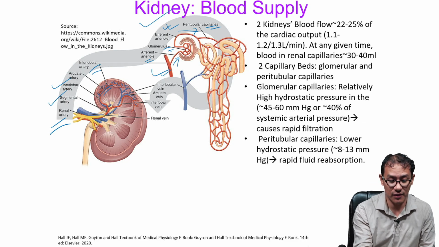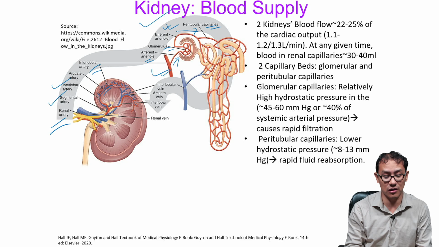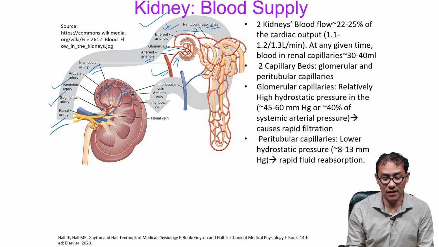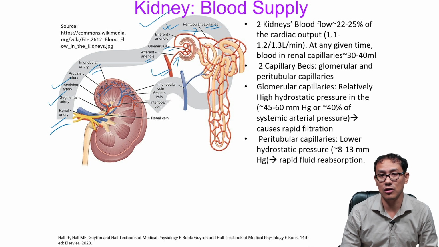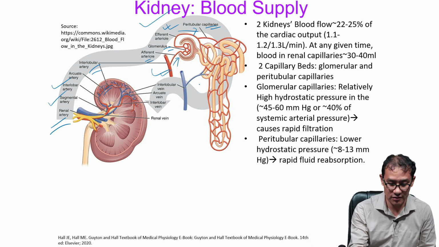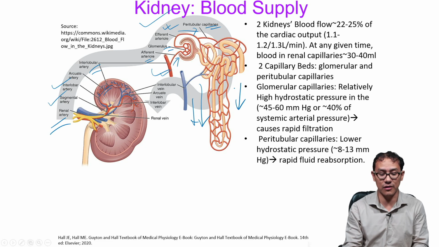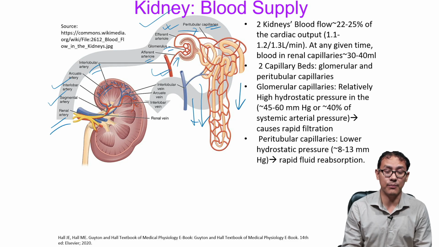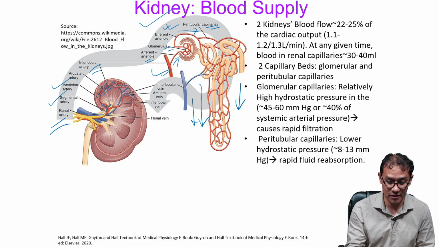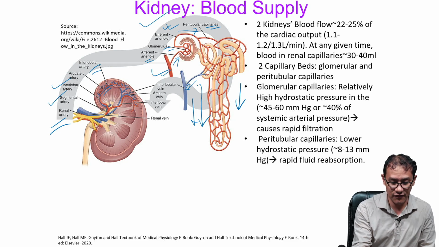So there are basically two capillary networks. The first one is the capillary in the renal corpuscle, which is the glomerulus, and another is the peritubular capillary which surrounds the tubules of the nephron. See, these are the tubules of the nephron, for example the loop of Henle, descending and ascending limb of the loop of Henle, surrounded by the peritubular capillaries.